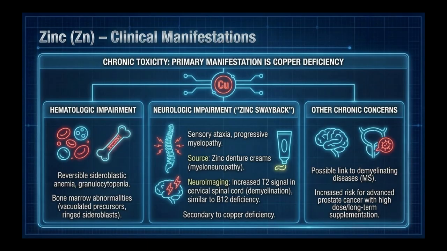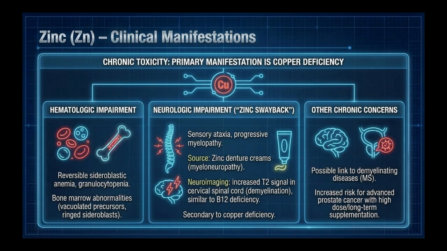Additionally, magnetic resonance imaging scans of the brain may show bilateral subcortical hyperintense abnormalities on T2-weighted images. These brain findings are also believed to be secondary to copper deficiency. There is a potential link between zinc exposure and demyelinating diseases, such as multiple sclerosis. Certain clusters of these cases have been reported in areas with high occupational zinc exposure or environmental metal contamination. However, a definitive connection has not yet been established.